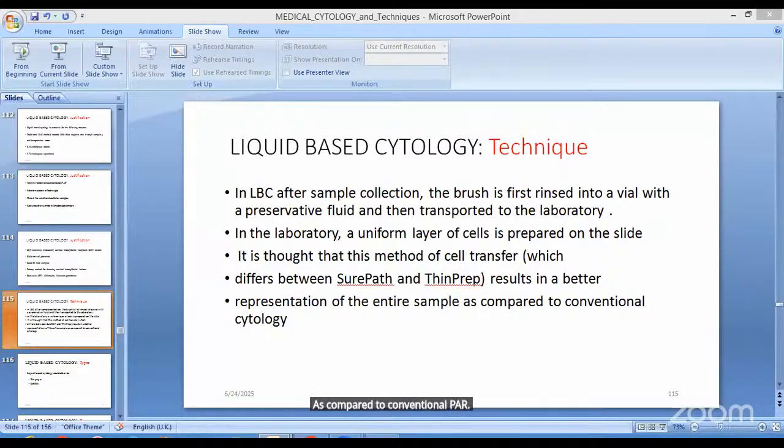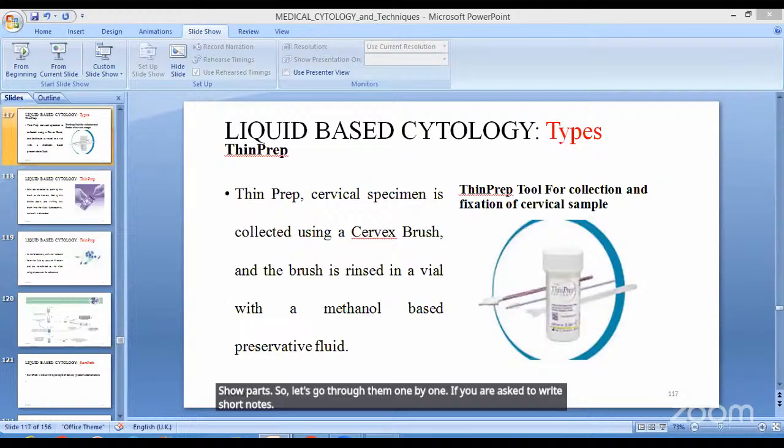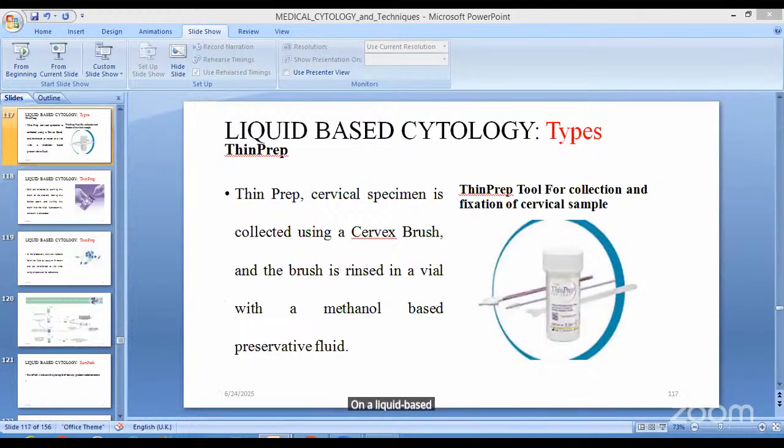The types of liquid-based methods: the ThinPrep and the SurePath. So let's go through them one by one. If you are asked to write short notes on liquid-based cytology, the justification I've spoken about is important. You look at the types, which are ThinPrep and SurePath.